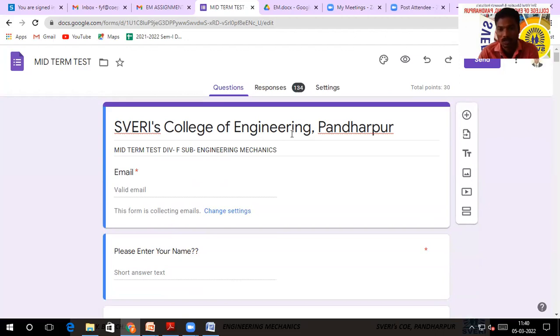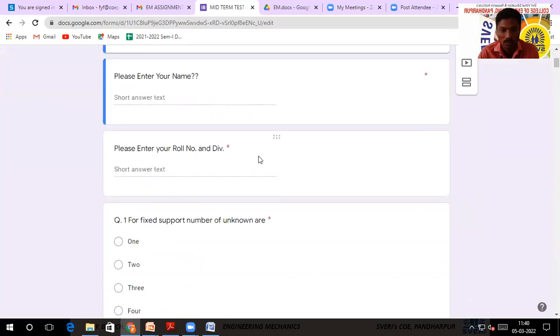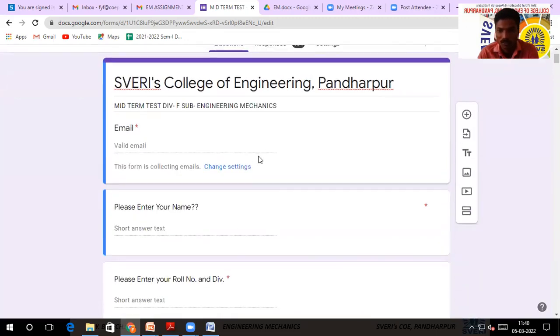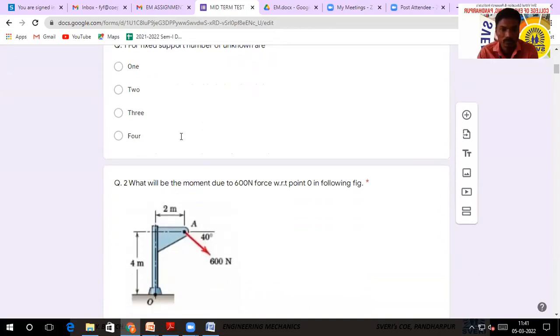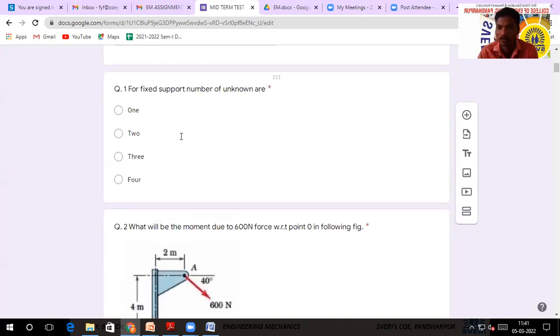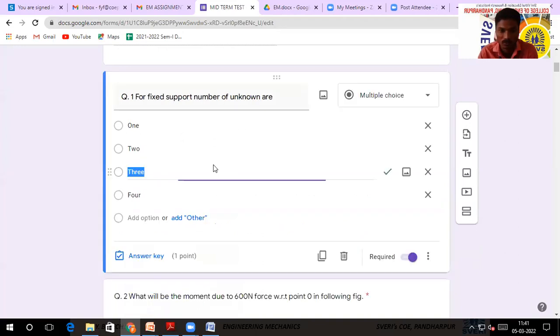Almost 50% of the syllabus I have included in this. Question number 1 was just a formality. Question number 1, for fixed support, number of unknowns. What was the answer? 3. Fixed support, 2 reactions and 1 moment, that we have seen. Whenever there is fixed support, there are 3 unknowns. So the answer was 3. Tick mark. Okay, that is the correct answer.